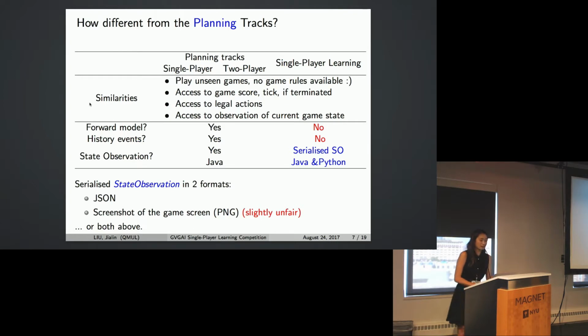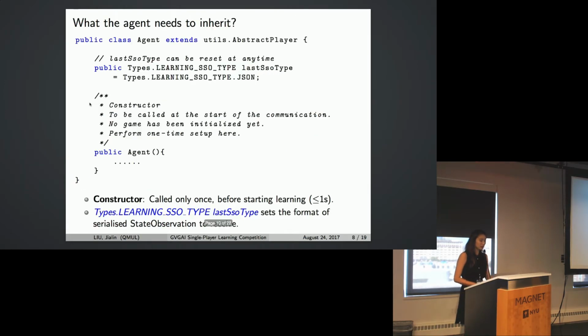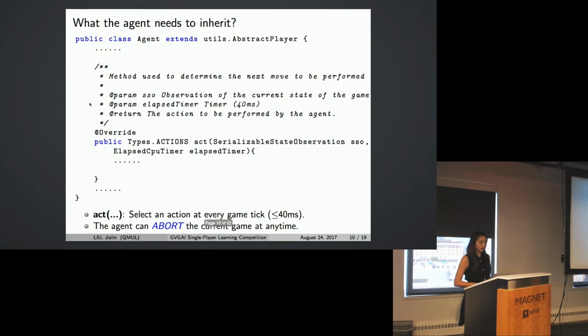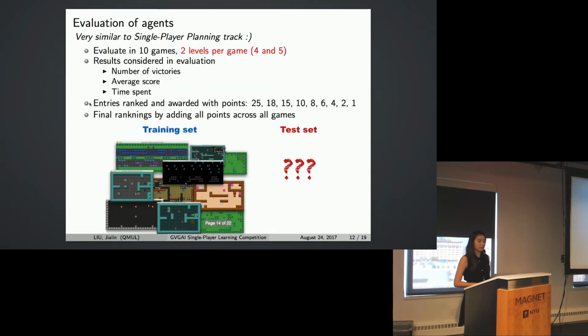Well, the single learning track supports submissions in both Java and Python. By the way, you can also select to receive both the JSON object and the screenshot of the game state. I will pass this code part I put here because the slide will be available online. If you are interested, you can look at it later.